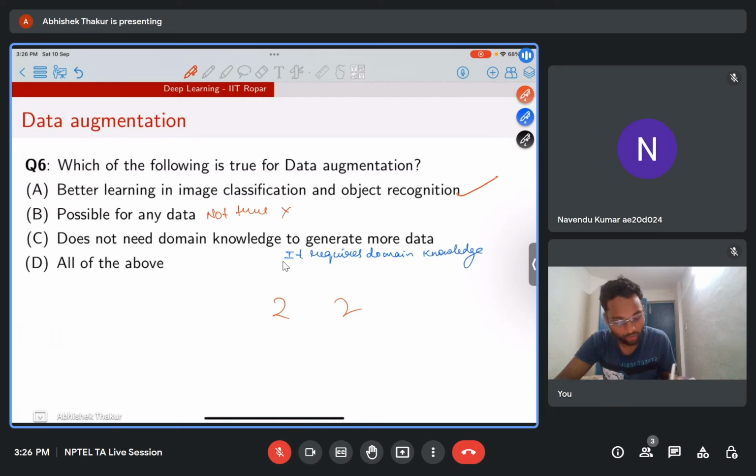So option B and option C are wrong. Option A is correct, and all of the above cannot happen. So option A is the correct option for this question. Okay, now we will move on to the next question. If you have any doubt, you can ask here.